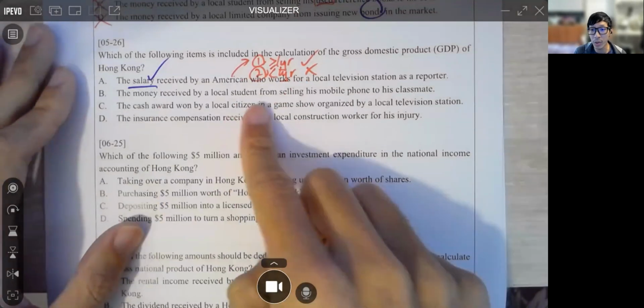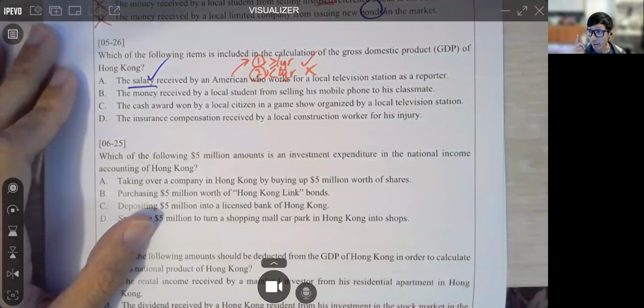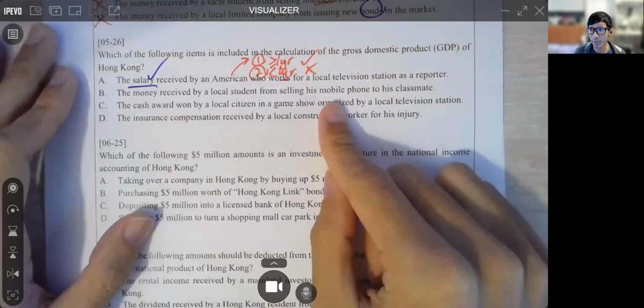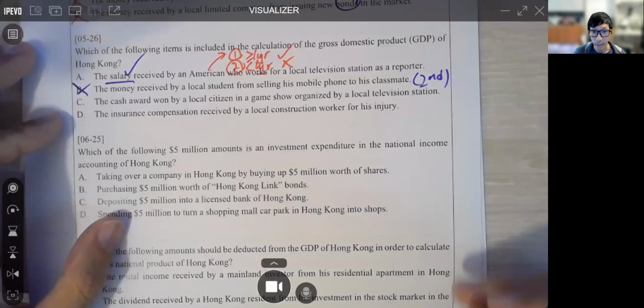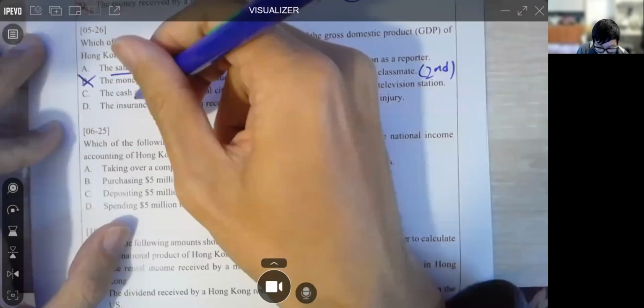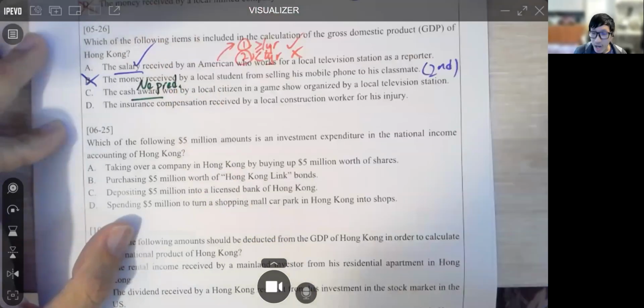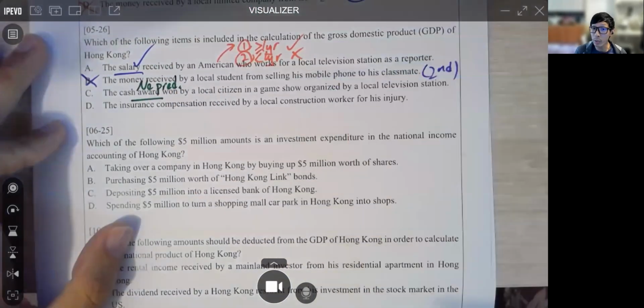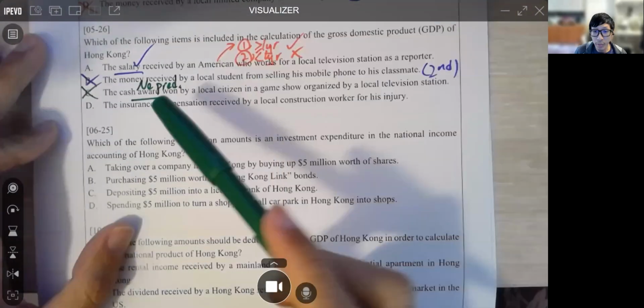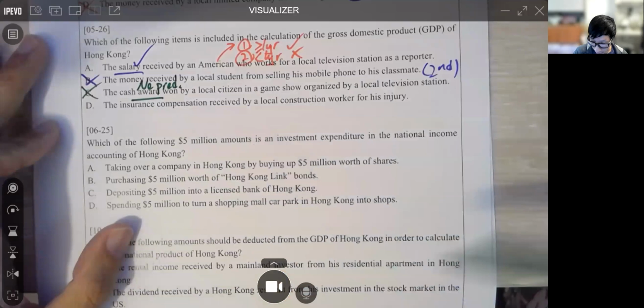B. Money received by a local student for selling his mobile phone. Now, I'm assuming if you sell a mobile phone, right, you're selling a second hand, right? So here, second hand value does not count. OK, double counting. Cash award. Award 即係咩意思啊？When you see award, basically there is no production. OK, no production from a game show. 佢抽獎抽中咗，no production. Insurance compensation. OK，記住啊。Compensation. What do we call this? These are what we call transfer payment.